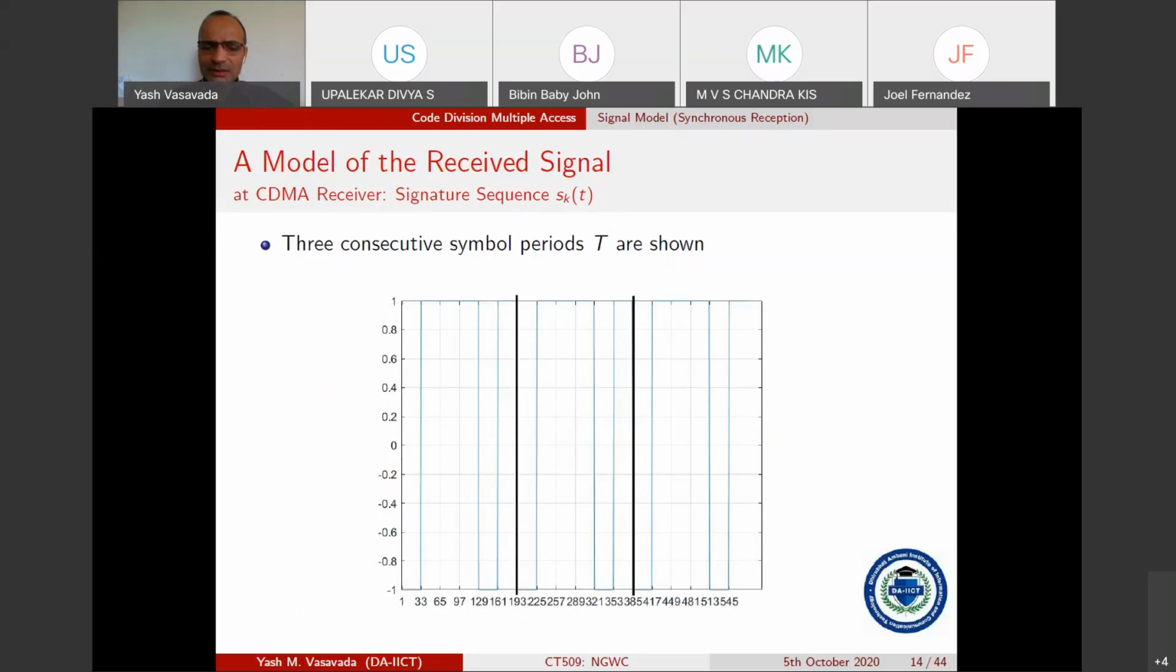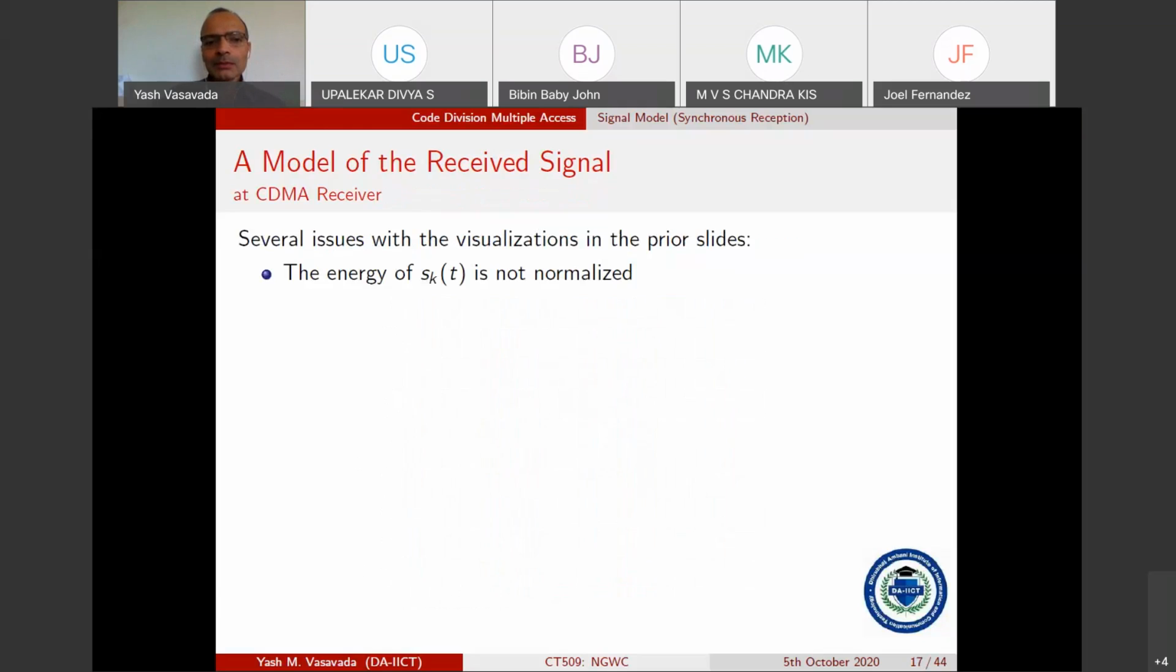So that is one limitation, that the energy is not normalized. But that limitation I can easily overcome by just multiplying this signature sequence by 1 over 192. So instead of 1 and minus 1, if I had 1 over 192 and minus 1 over 192, basically if I compressed the y-axis, then that difficulty will go away. What do you think is another limitation?